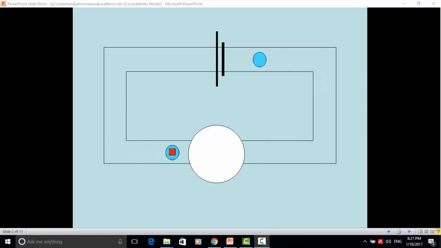So the charge is continuing and the charge delivers energy. The same amount of charge passes this point in the circuit as passes this point and this point.